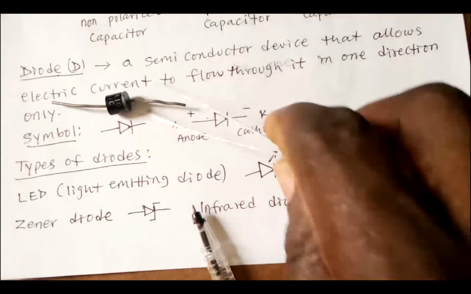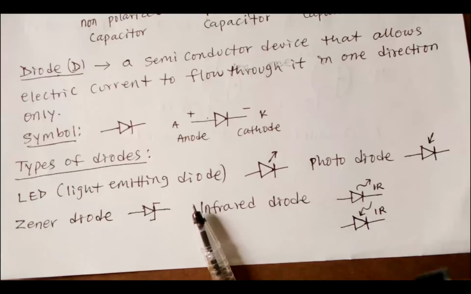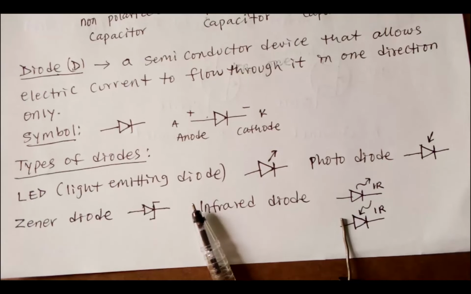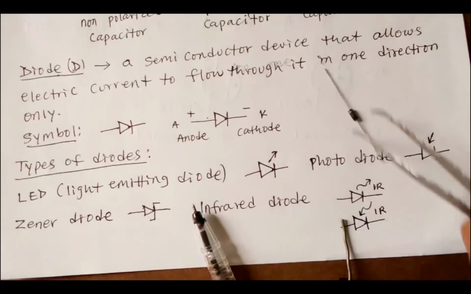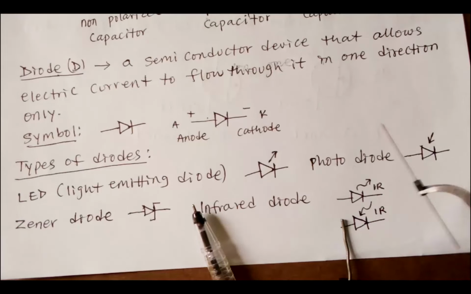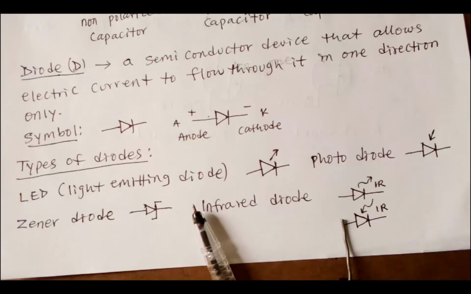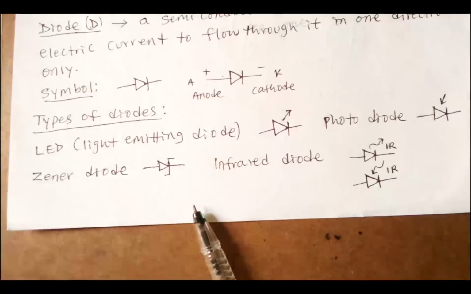So this is a diode. There are some smaller than this, while there are some larger than this. Let's look at another one. You can see this one also is a diode. There are some that are even smaller than this. So these are diodes. You understand? We also have types of diode. So let's look at types of diode.